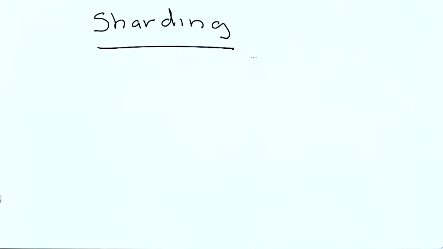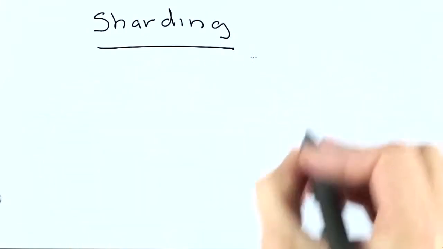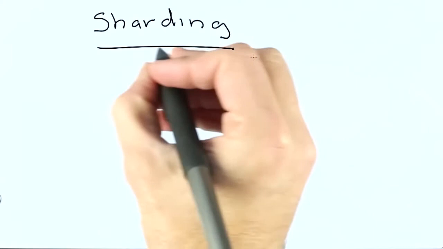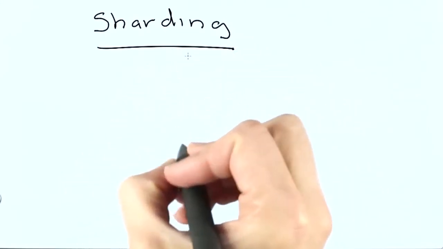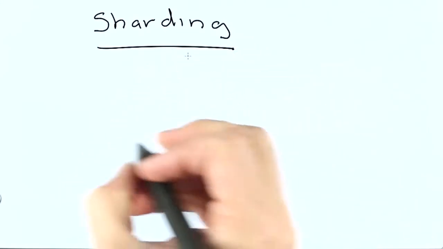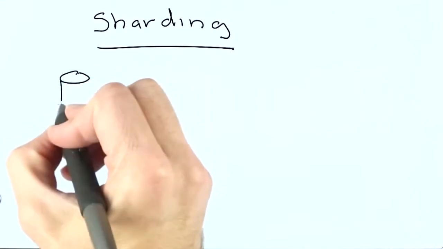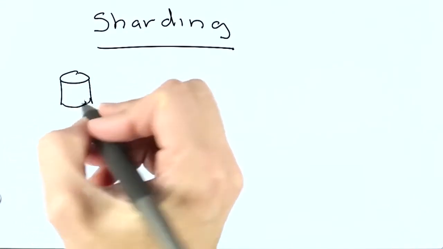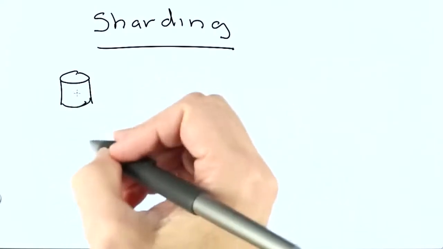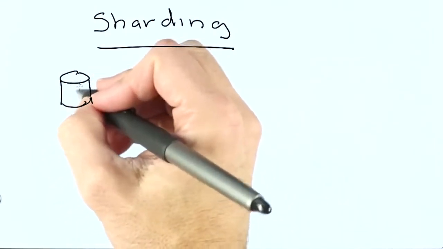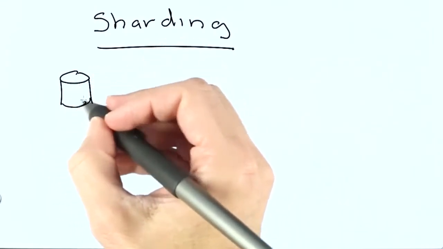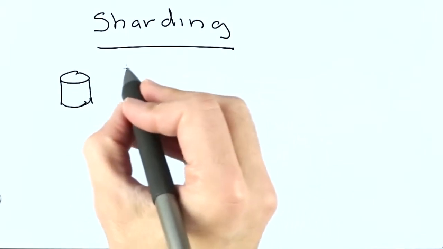Alright, the last topic of this unit is sharding. And sharding is a technique for splitting up a large collection amongst multiple servers. So far, we've been talking about having a single Mongo server, which I'll represent as this disk. But there comes a time when you can't get the performance you want from a single server. And so what you can do is you can shard.